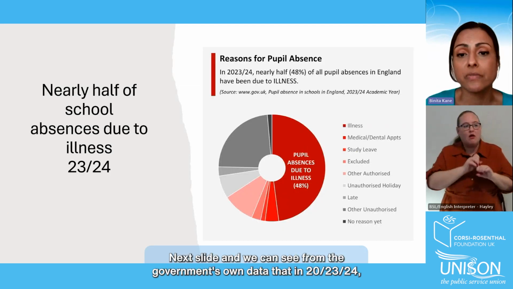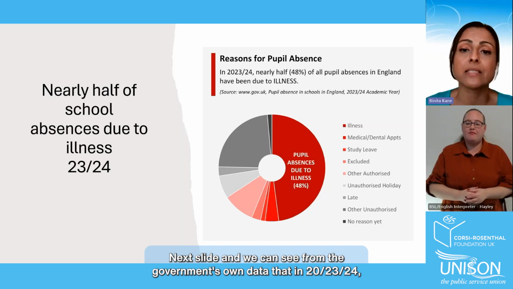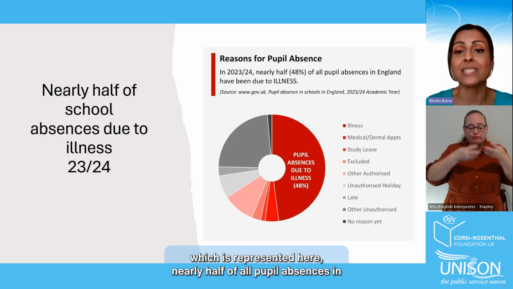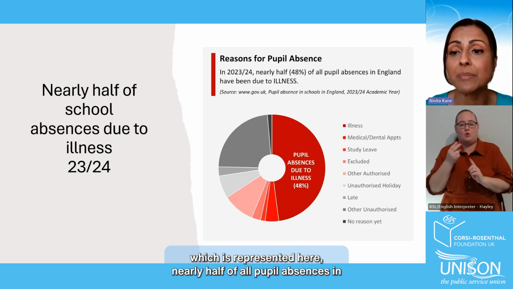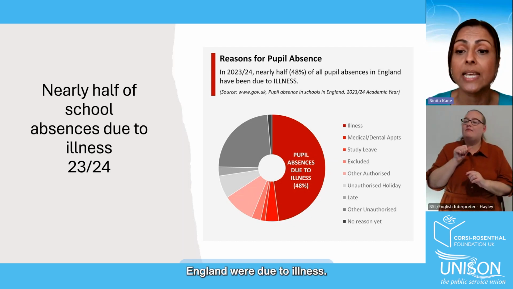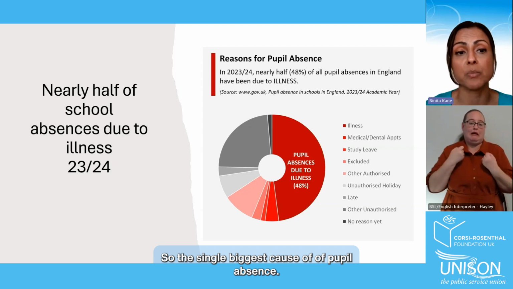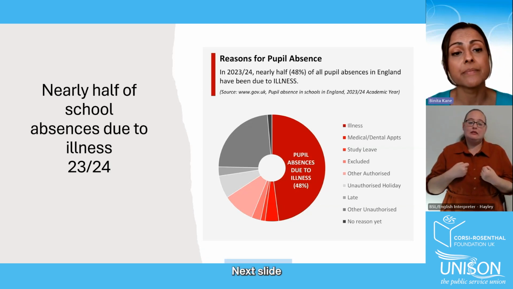And we can see from the government's own data that in 2023-24, which is represented here, nearly half of all pupil absences in England were due to illness. So the single biggest cause of pupil absence.